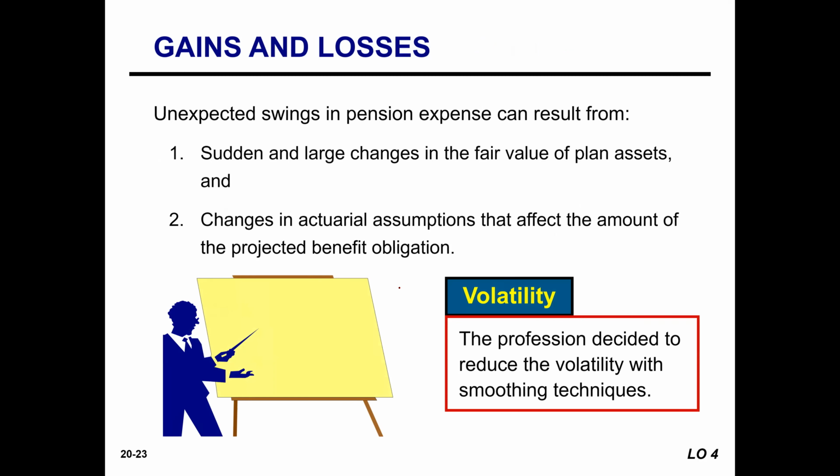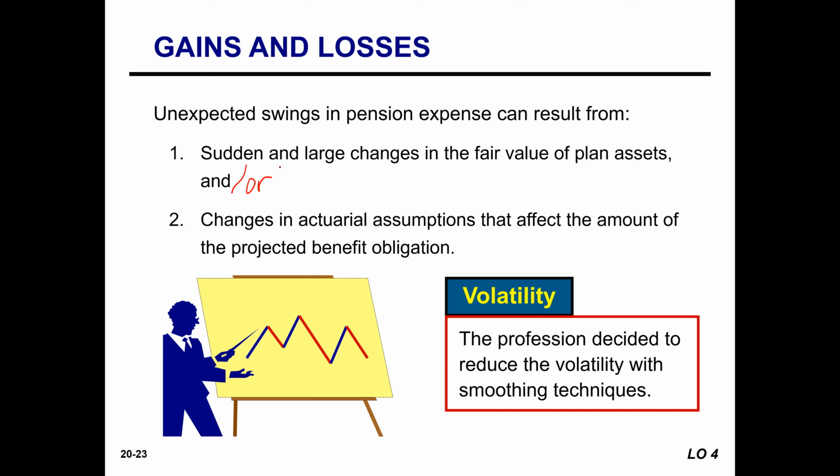Okay, so gains and losses. With gains and losses, we're also going to be looking at that comprehensive income account to record gains and losses. Gains and losses arise from unexpected swings in pension expense, which can result from sudden and large changes in the fair value of the plan assets, or changes in the actuarial assumptions that affect the amount of the projected benefit obligation.